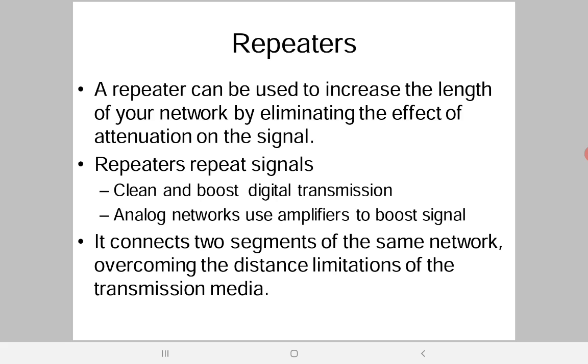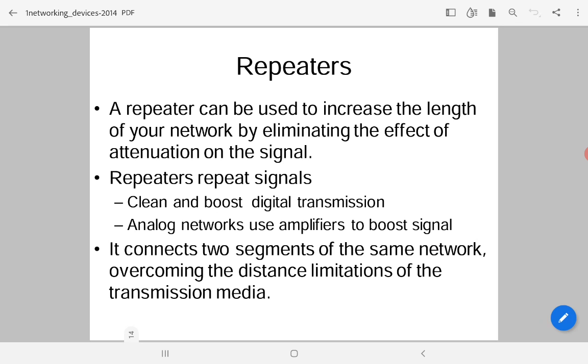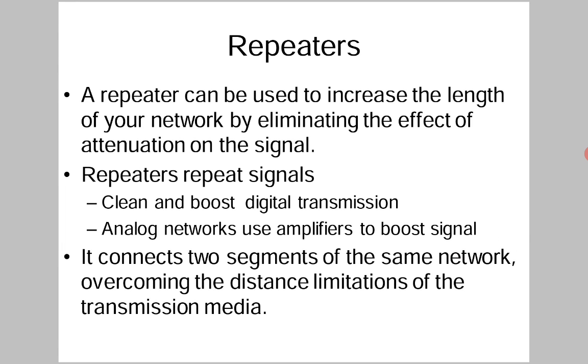Analog networks use amplifiers to boost signal. It connects two segments, meaning parts, of the same network, overcoming the distance limitations of the transmission media. So whenever you want to connect two networks of the same type, with any length or without any boundaries, we may simply use repeaters.